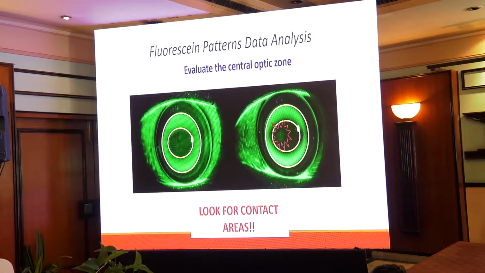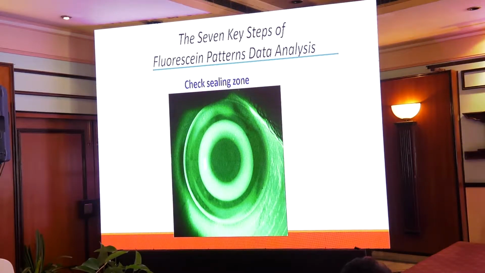Okay. So the lens on the left has some green color in the center. It's not touching the apical zone. That is the correct fitting. On the right side you have a touch, that is not a correct fitting. So you can see there is some staining there. Staining means a problem.